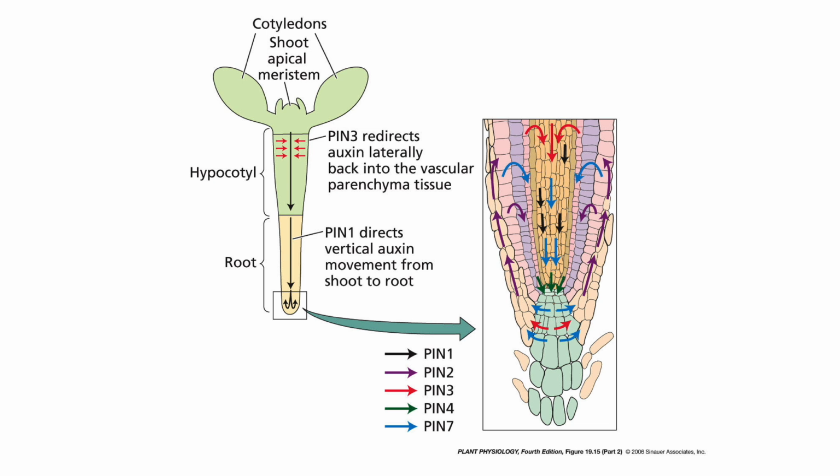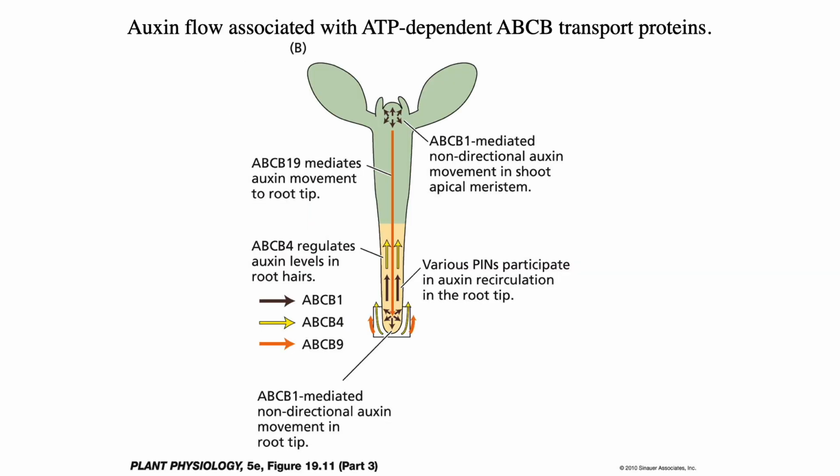This figure expands the view in the root tip and shows how the different PIN transporters recirculate auxin in the root tip. The black arrows are PIN1, the brown arrows are PIN2, the red arrows represent PIN3, the green arrows PIN4, and the blue arrows are PIN7. Complicated. Auxin can also be transported by ATP-dependent ABCB transport proteins. The multidirectional arrows at the shoot and root apices indicate non-directional auxin transport. However, when combined with polarly localized PIN proteins, directional transport occurs.